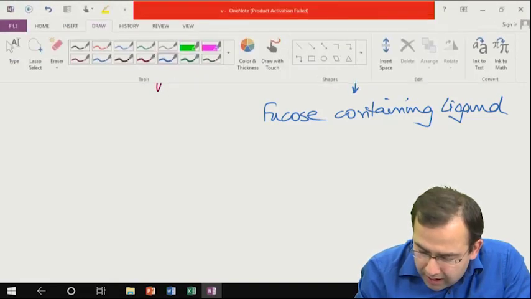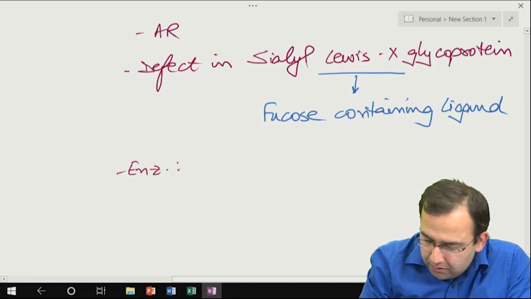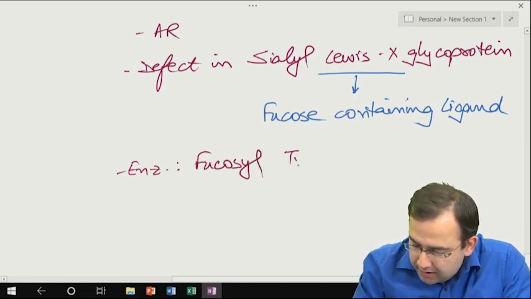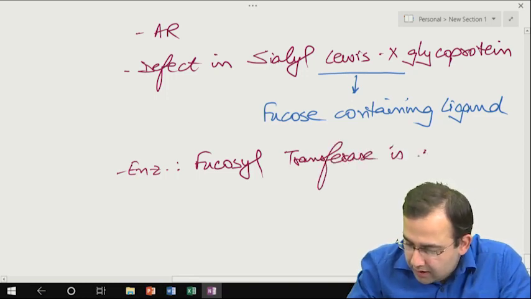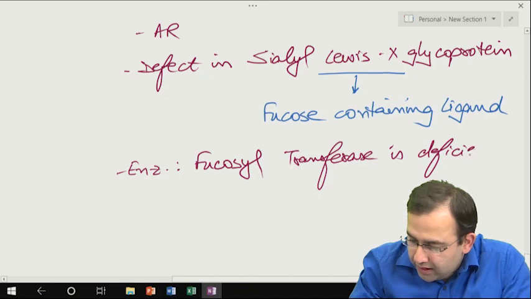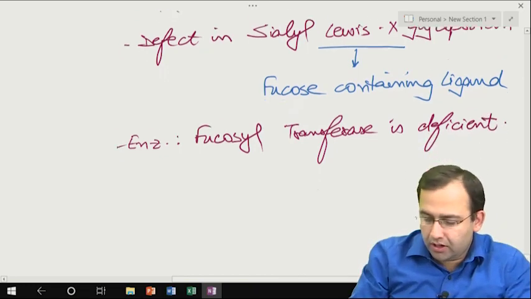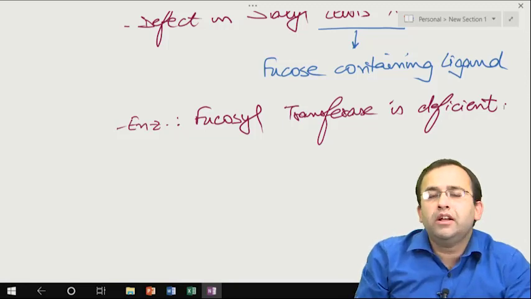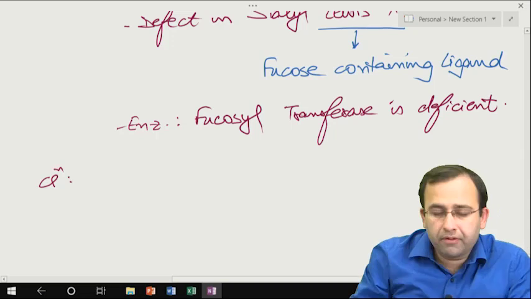So in LAD2, the enzyme fucosyl transferase is deficient. This is LAD2. Next point, clinical features.